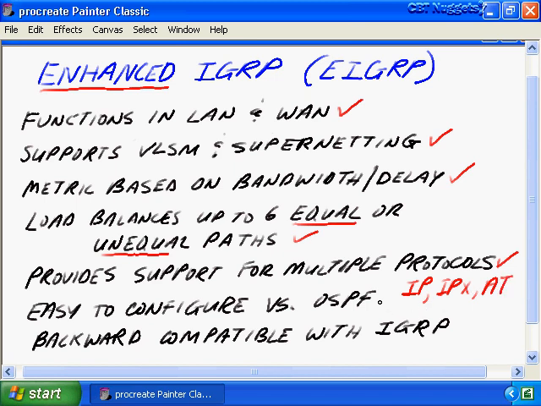It's also easier to configure and operate versus OSPF, which is a little bit more complicated. So that's one of the advantages of EIGRP, it's a little bit simpler, and if you're coming from an IGRP environment, it's totally backward compatible, and it's a pretty smooth transition. So a lot of features and characteristics and advantages of the enhanced EIGRP routing protocol.